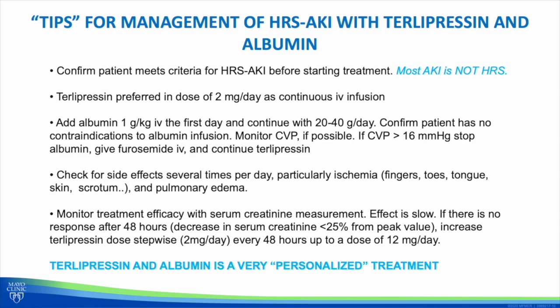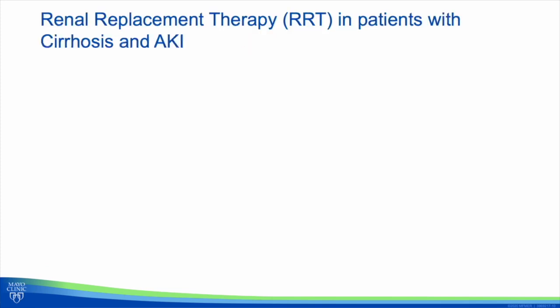So the effect is slow, so it's going to take at least 2 days when you increase the dose to see any effect. So watch for 2 days. Decrease in serum creatinine by 25% from baseline, continue the same dose. If it does not decrease, go up on the dose. So you started with 2, go to 4 after 48 hours, go to 6. Maximum period is going to be 2 weeks. If the serum creatinine is coming towards baseline for 2 consecutive days, you can stop the vasopressin. So remember, don't use the same dose for everyone. Terlipressin and albumin is a very individualized, very personalized treatment.